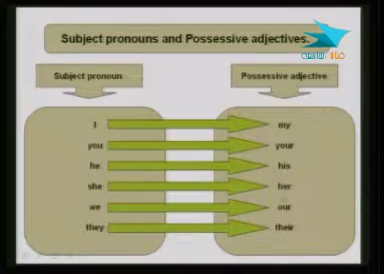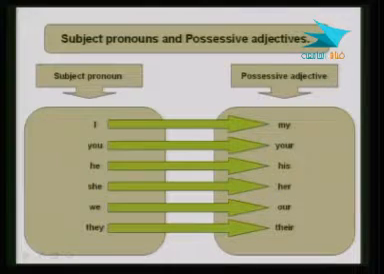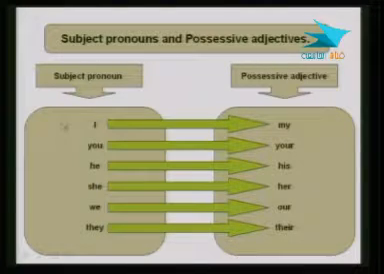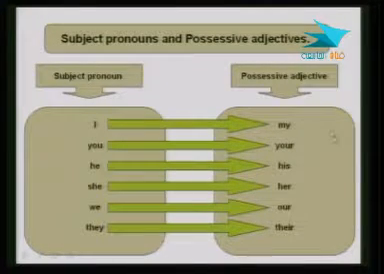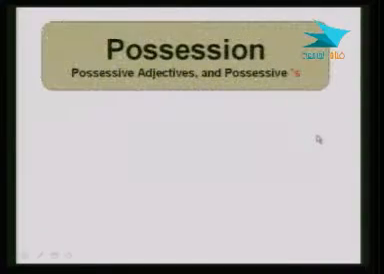And by the way, here some people say hair, and it's not hair, it's actually her. This is the correct way of pronouncing it. We, our, they, their. So these are the subject pronouns, and these are the possessive adjectives, or we can also say possessive pronouns. All right, next slide here.